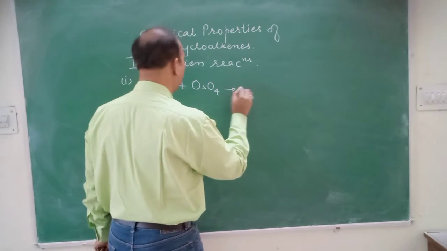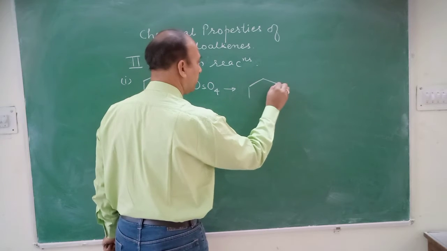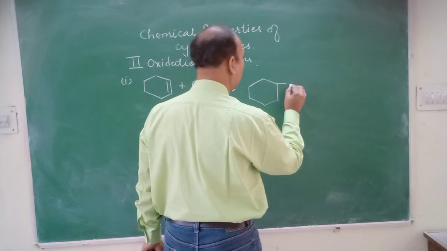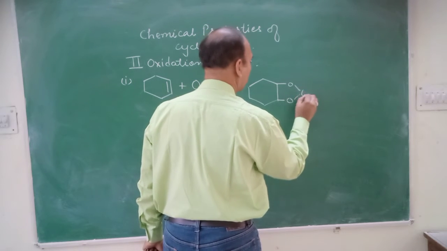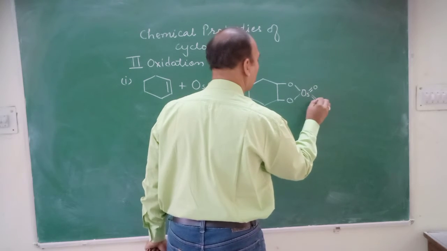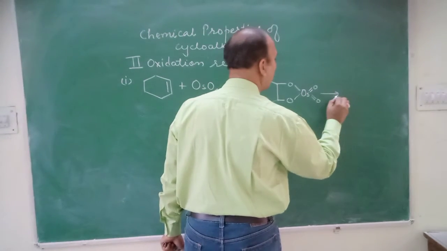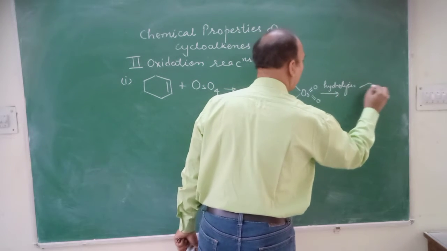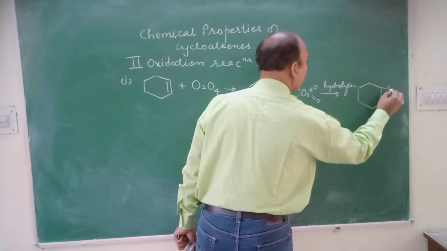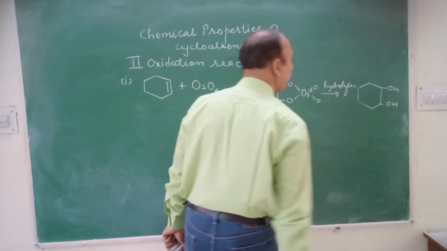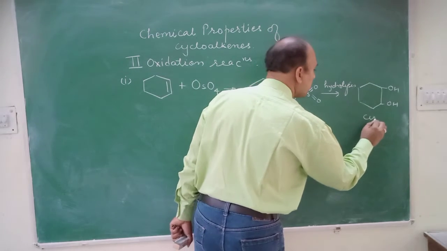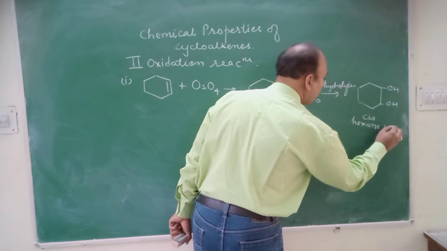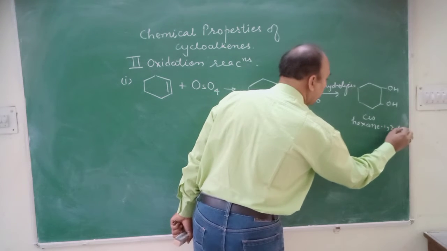This type of intermediate complex is being formed. And this on hydrolysis gives cis diol. The addition is cis, cyclohexane 1,2 diol.